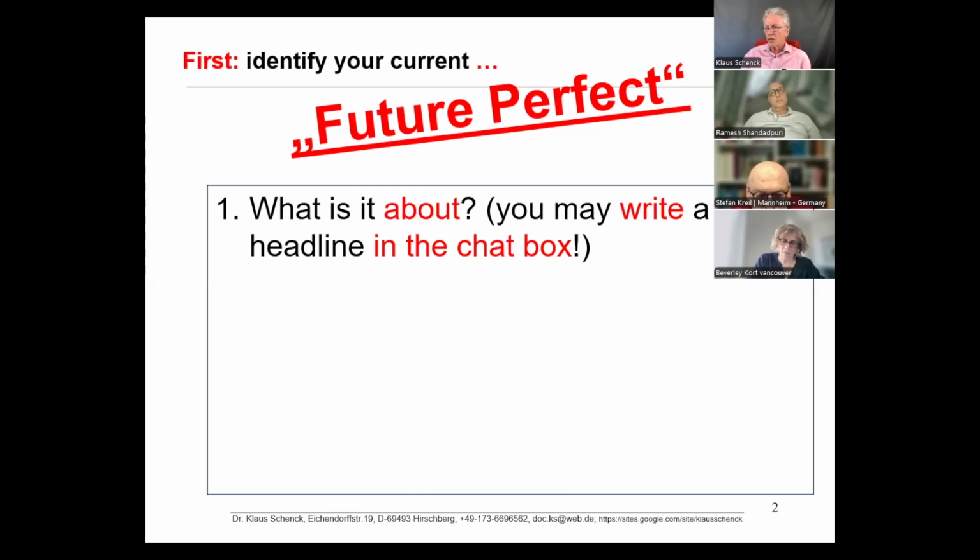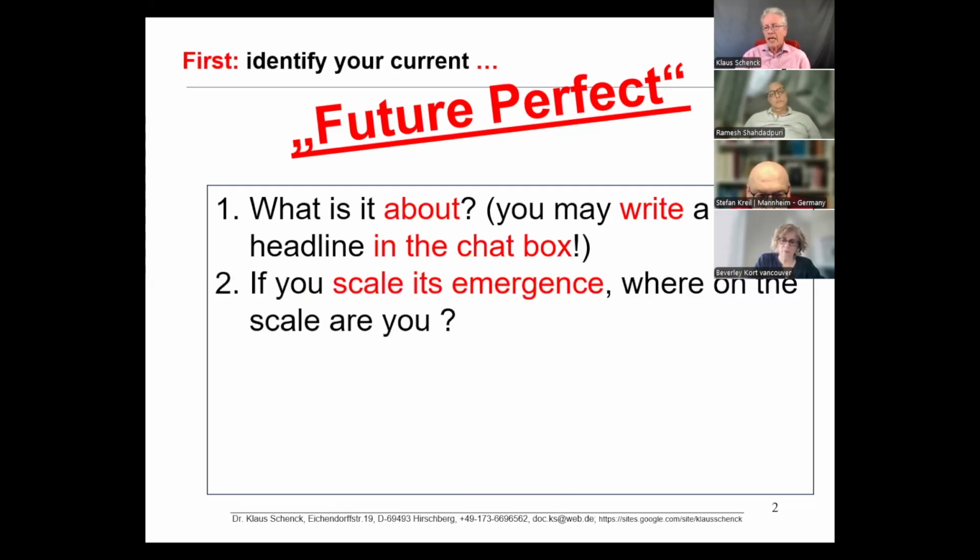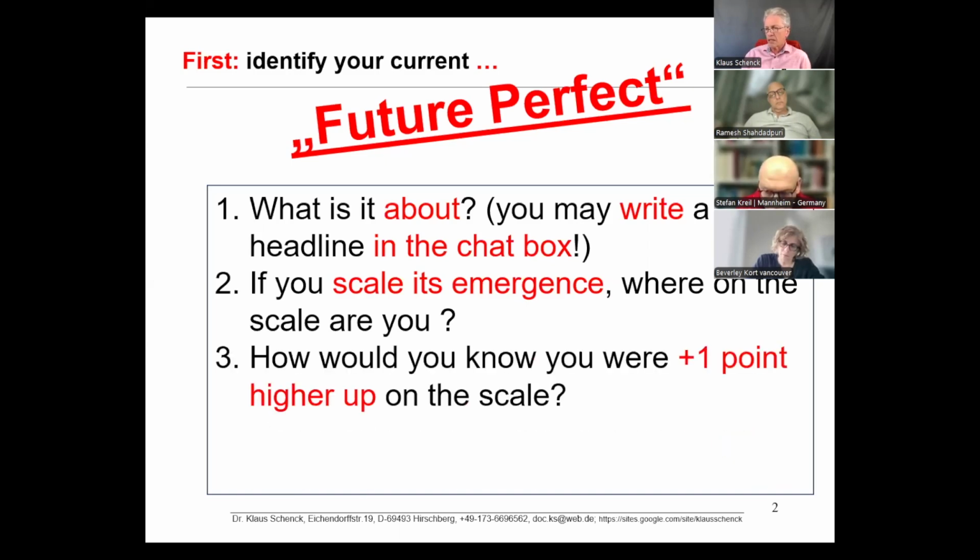And once you found that, you can check, on a scale of progress or emergence of this future perfect, where are you now? 10 would mean your future perfect has already arrived fully. 0 means nothing of that has yet happened. Where are you on your subjective scale of emergence of your best hope, your future perfect? And once you know that, suppose you were one scaling point higher up on the scale, then how would you know? What would be different? Take 20 seconds to just experience what comes as an answer to your imagining you were one scaling point higher up.